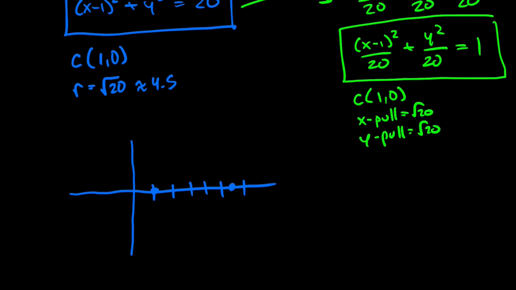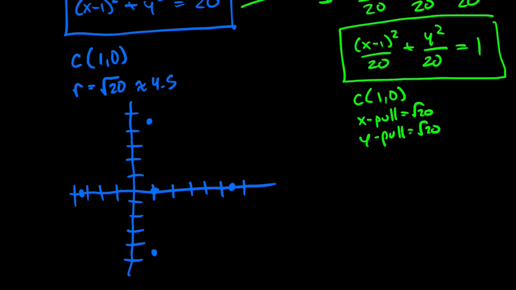Let's go up. Let's see, sketch just a little bit more. 1, 2, 3, 4, 5. And somewhere in between those, go left, 1, 2, 3, 4, 5, somewhere in between those, and down, 1, 2, 3, 4, 5.